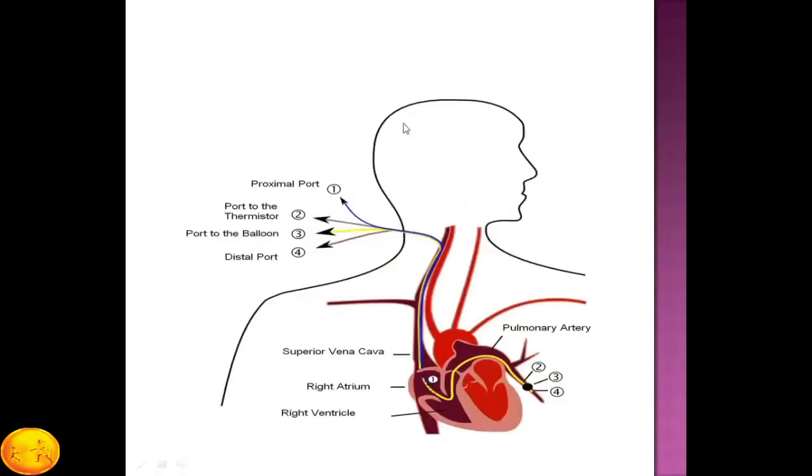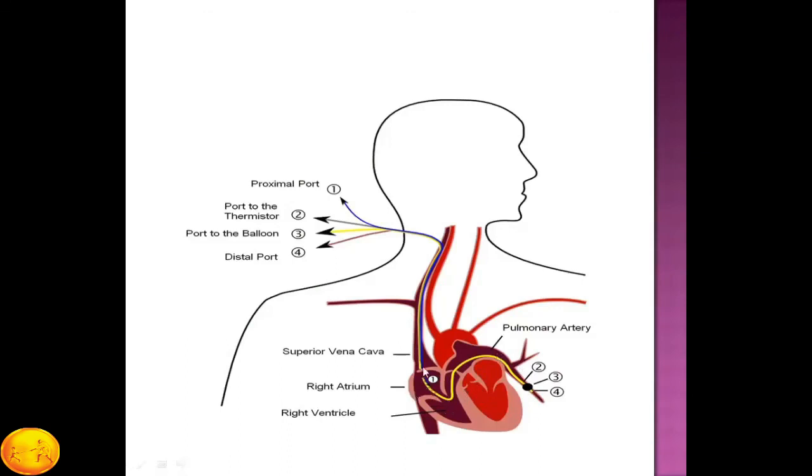So this is a pictorial form of how we put the pulmonary artery catheter, through the internal jugular vein. Whatever contraindications and relative contraindications are applicable for central venous catheterization are applicable for the pulmonary artery catheter also. We put the pulmonary artery catheter through the internal jugular vein and pass it towards the pulmonary artery. See, this is totally a blind procedure. With the monitor and the waveform, we pass this catheter.